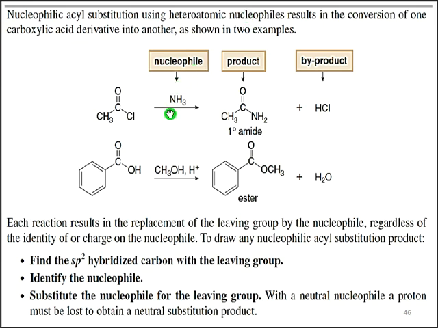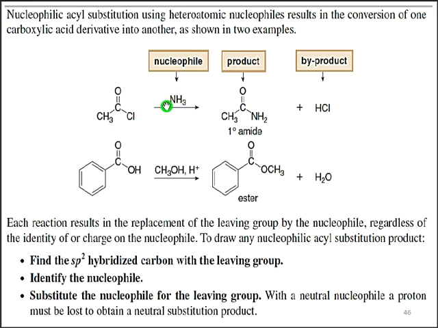Then what will happen if the atom of the nucleophile is not like the atom of the leaving group? Look at this example here. The leaving group here is a chlorine atom, and the nucleophile is with what? With a nitrogen atom. What will happen here?